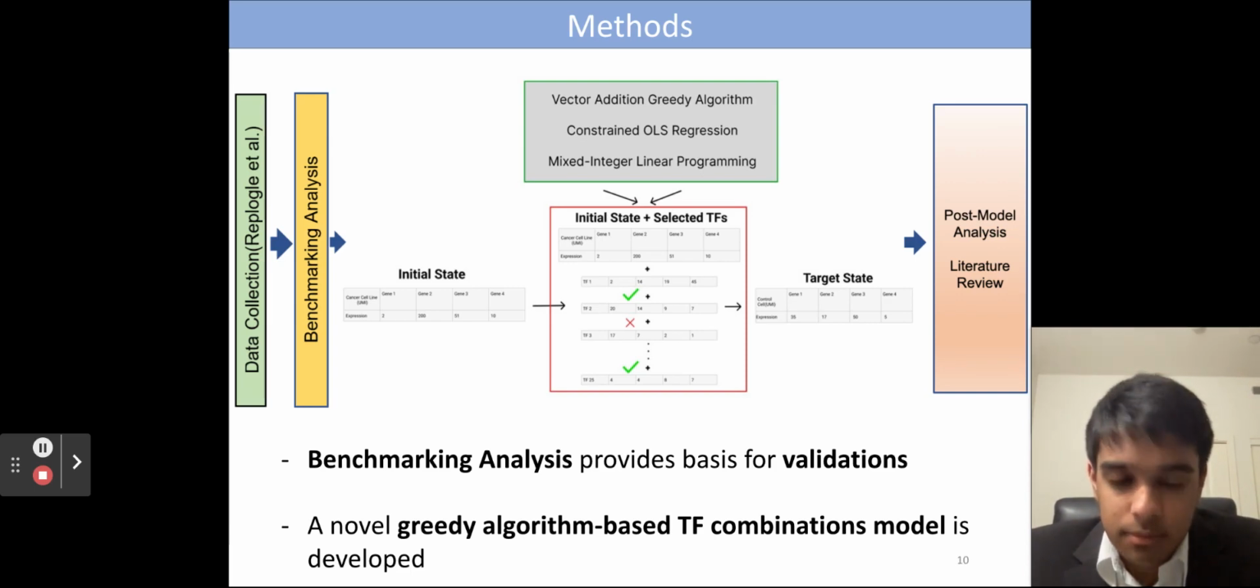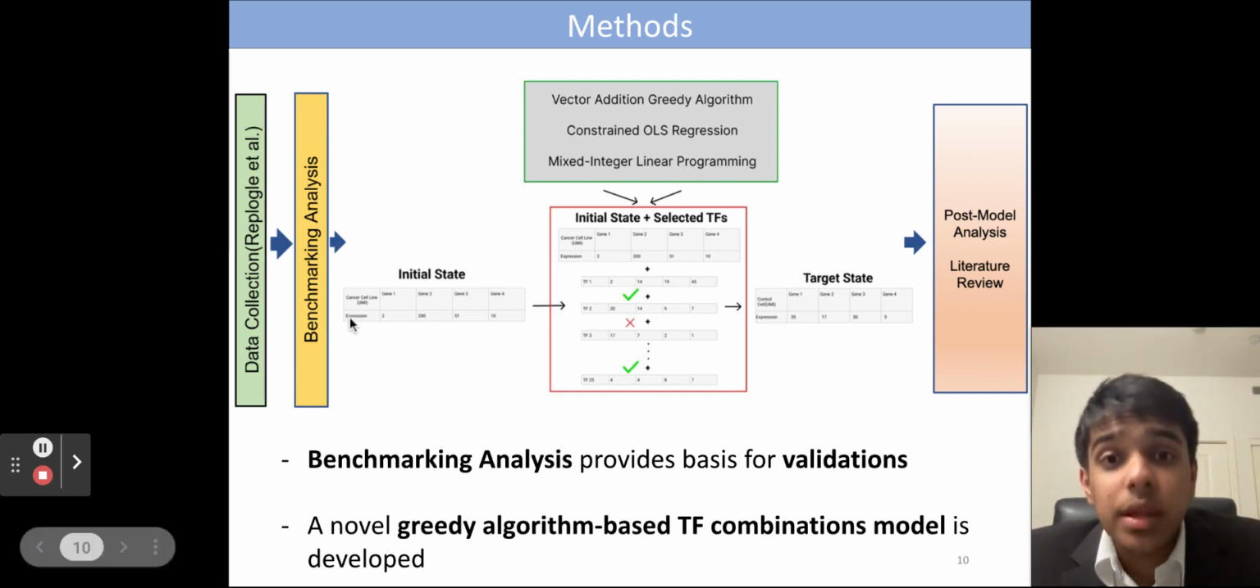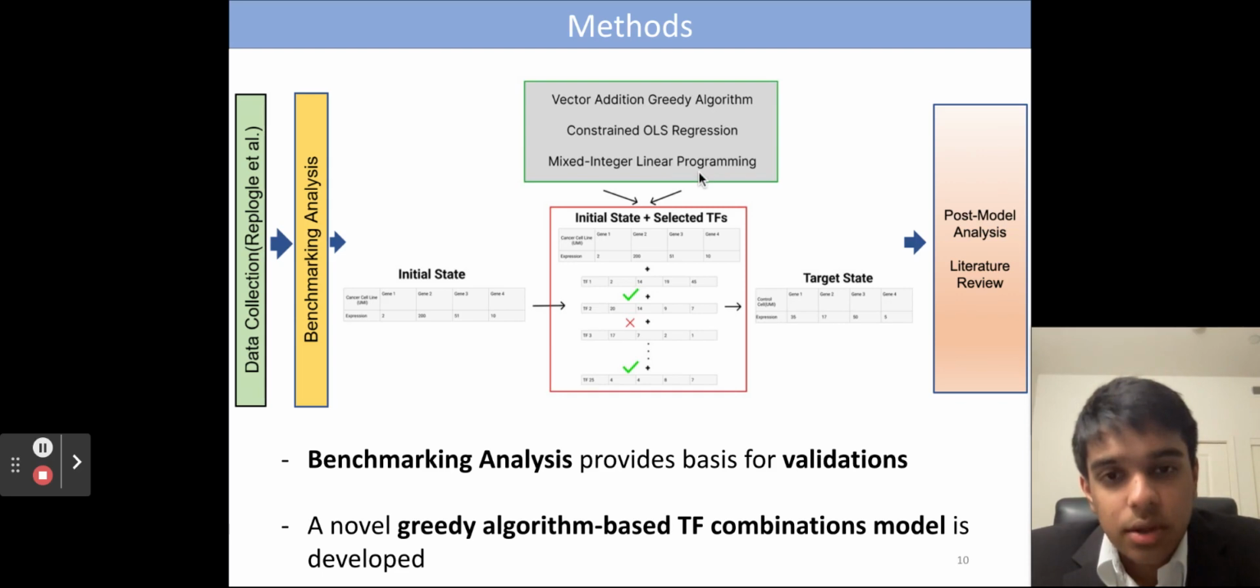And essentially, what these models did, which we had three: vector addition, greedy algorithm, constrained OLS, and mixed integer linear programming. They tried to figure out the optimal perturbations to be made from the 550 transcription factor perturbations that we had available to do the most optimal conversion from the initial erythroleukemia cell state to the target cell state.